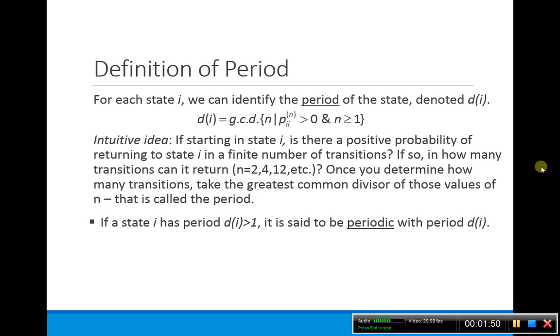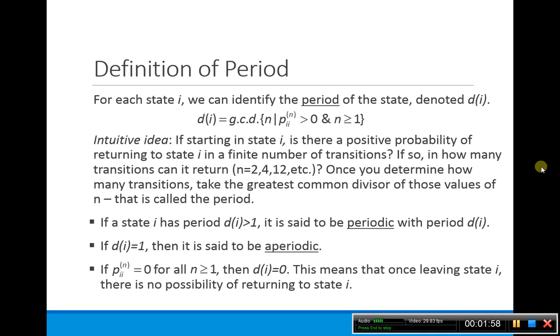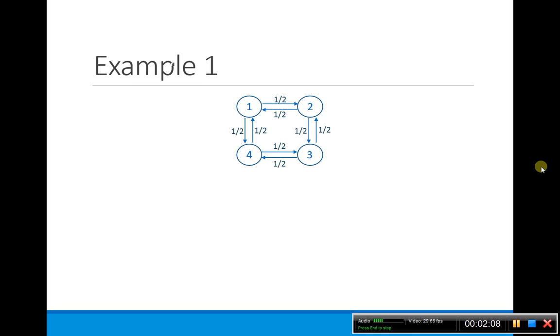So if you have a period that's greater than 1, then the state is said to be periodic. If it's equal to 1, it's said to be aperiodic. And you can also have d(i) equals 0, and this basically means that once starting in state i, it never can return to state i again. Okay, so let's go to an example because it's going to make a lot more sense when we talk through some examples.